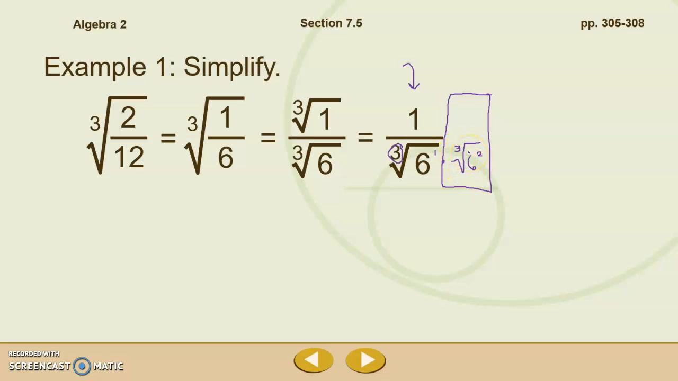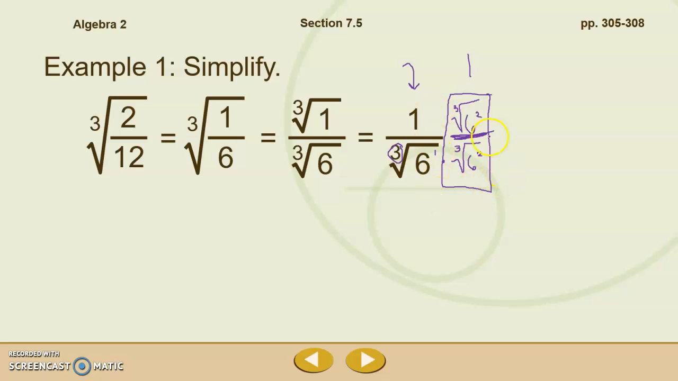Well, thankfully, I remembered that any number over itself is equal to 1. So if I write the cubed root of 6 squared over the cubed root of 6 squared, what I'm really doing is just multiplying by 1. Anything over itself is 1. So I'm not changing the value, I'm just changing the function.